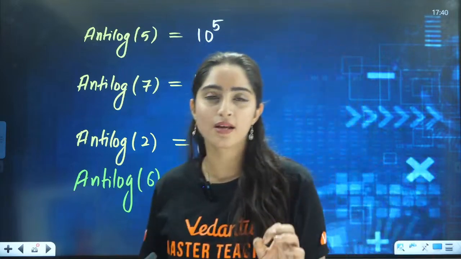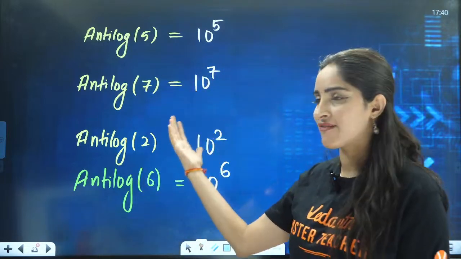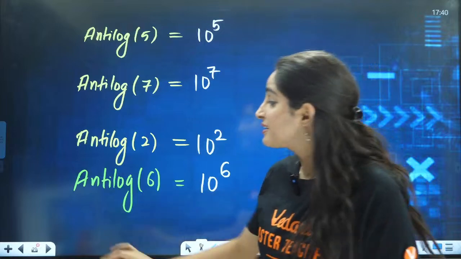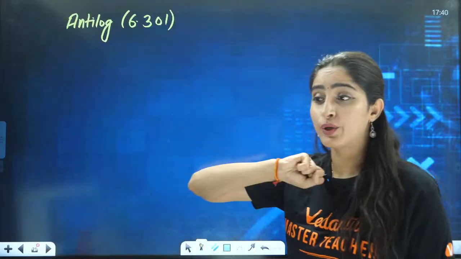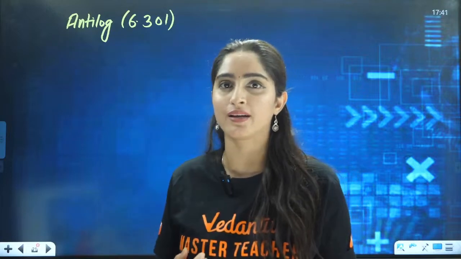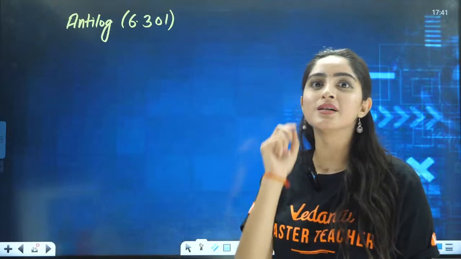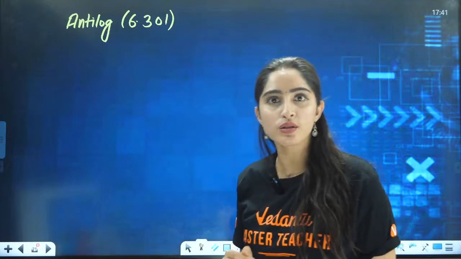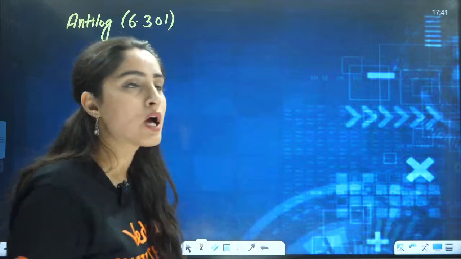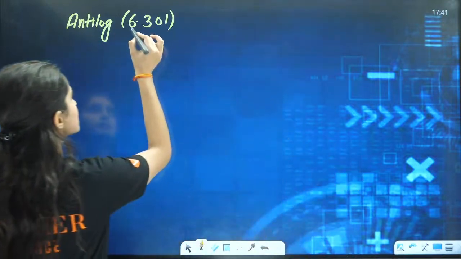But the twist is, in the question, they don't give you these simple values, 5, 7, 8, 6. No, they will give you these kind of values. In your answer, when you are solving the numerical, you will get these kind of values with decimals there. Then you will get confused and be like, ma'am, what to do? I'll give you a very simple way of doing this.